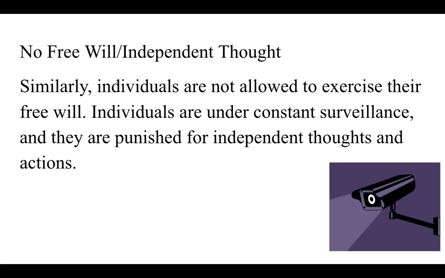The second thing you'll notice is that there's no free will. Free will is the ability to do whatever it is that you want to do, or to have independent thought, which means to be able to think on your own. Individuals aren't allowed to exercise their free will. Individuals are under constant surveillance. That means they're always being watched, and they're often punished for having their own independent thoughts and actions.